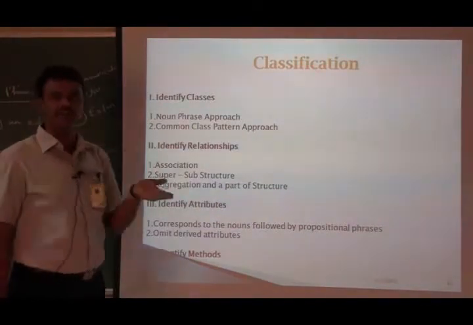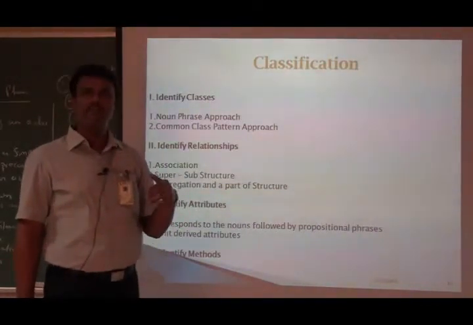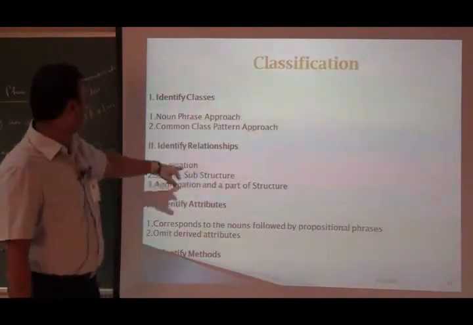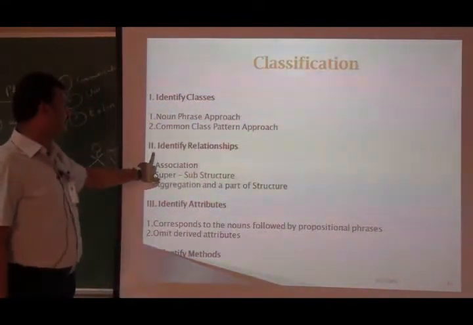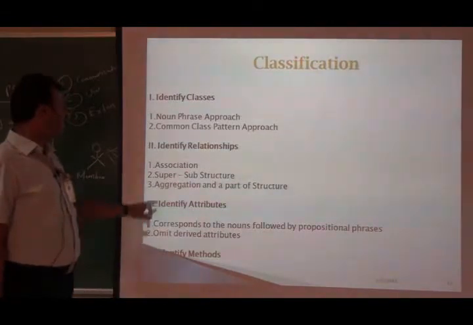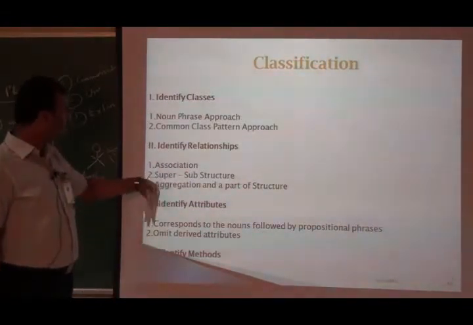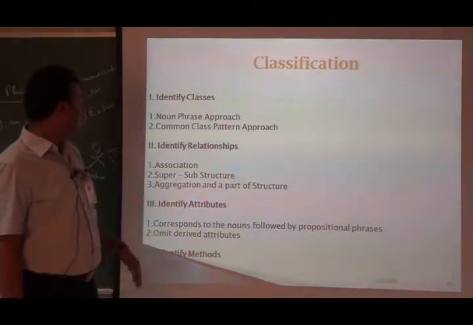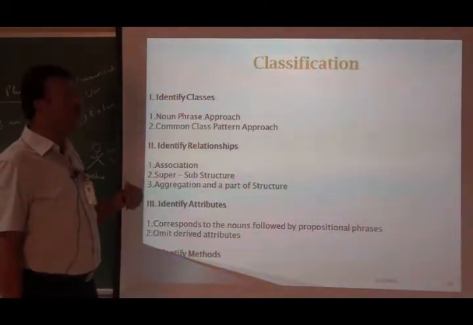How to identify the tentative classes or the candidate classes? We are going to look for the nouns and noun phrases in the documentation. Then we go for identifying the relationships. What are the different types of relationship? The first one is the association, the association relationship, super-subclass structure. The next one is the aggregation. The next one, we are going to identify the attributes and identify the methods.